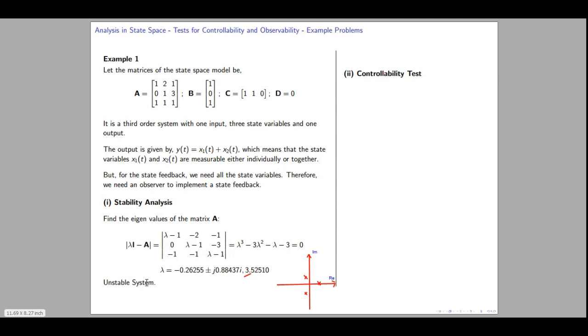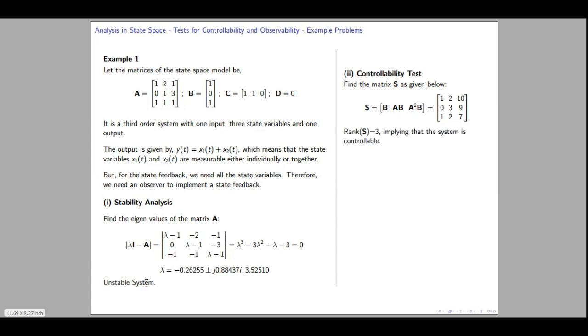If the controllability test fails, then it means that I cannot design a controller for this. So before going into the design of any controller, this test has to be done. So let us do the controllability test. We know we have to find out the S matrix. As usual, we found the S matrix, and now we have to find out the rank of this matrix. So how can we find out the rank of this matrix? There is an easy way to check whether this is a full rank matrix or not.